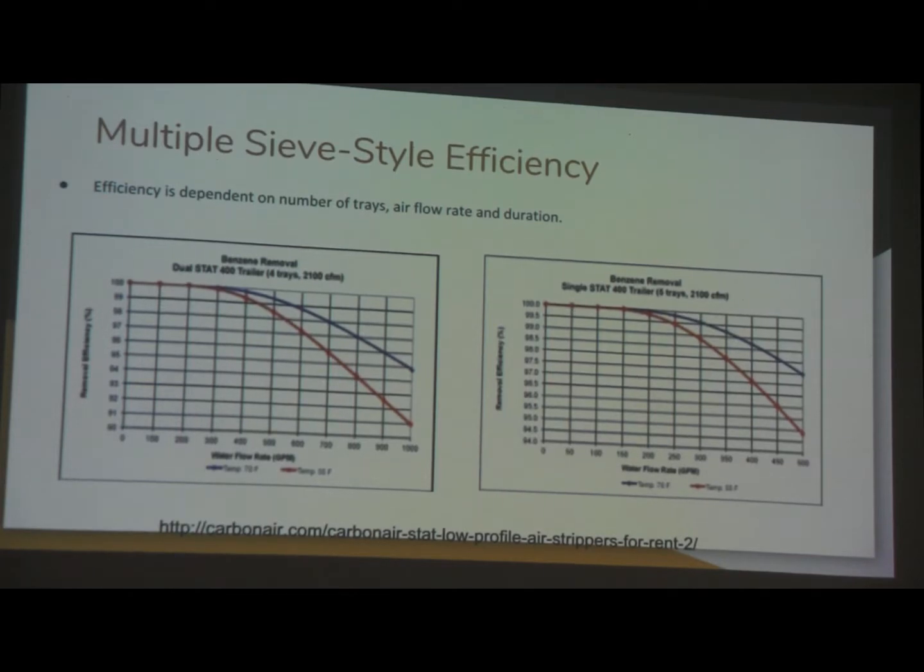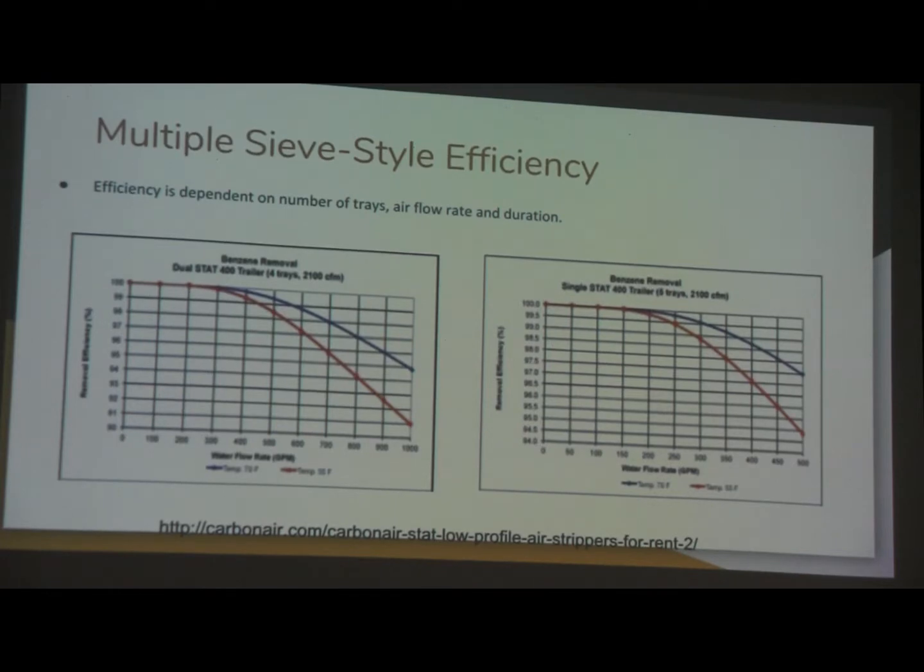All the parameters are the same for these two here, except the number of trays. This one has 5 trays, and this one only has 4 trays. If you look at these trends, they are similar, but as you go with more water flow rate, the efficiency increases. If we pick one for comparison, here at 500 gallons per minute, at a water temperature of 70 degrees Fahrenheit, we're looking at a 97% efficiency.